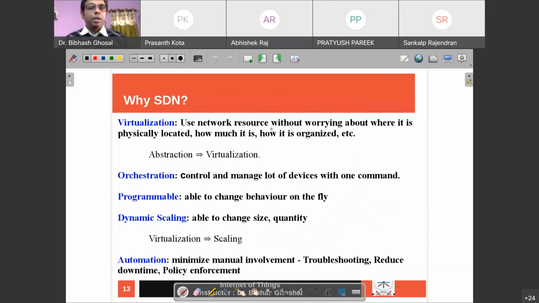Let's see how. There are quite a few advantages of using SDN. First of all, the basic advantage is virtualization. That is the network resource. You don't have to know where that resource is. You can create a virtual entity of that, and you can work on that. It's a kind of abstraction. You don't actually need to know the switch. You are going to write a program considering that there is an equivalent switch for this particular entity, and that's the abstraction of that particular switch.